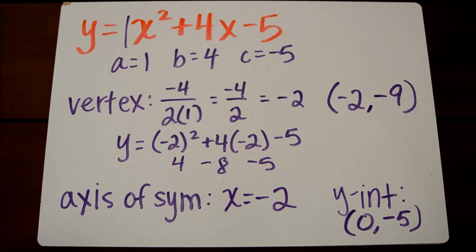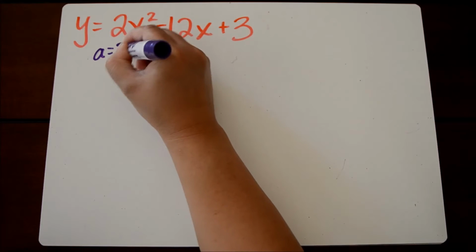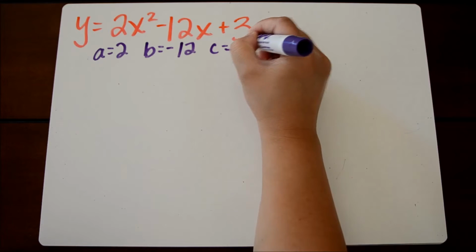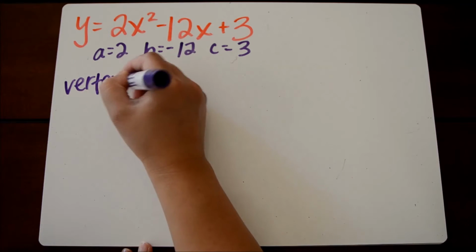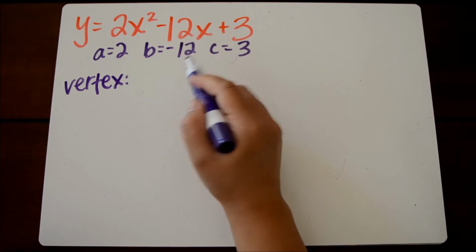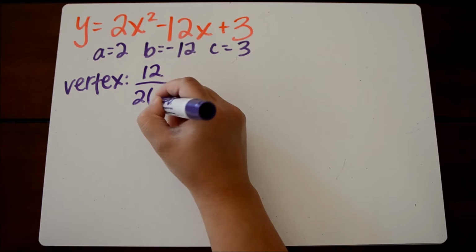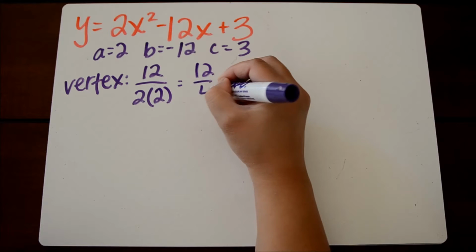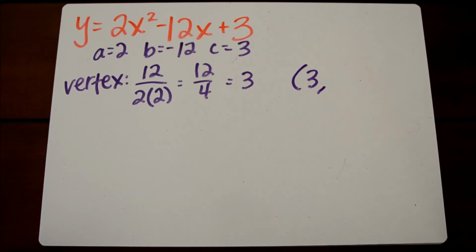Let's do one more example. So again, we'll list out our a, b, and c. Our a is 2, b is -12, and c is 3. So the first thing we're going to find is our vertex. And to do that, we're going to use the formula, the opposite of b over 2a. So that's going to be +12 over 2 times 2. That simplifies to 12 over 4, which simplifies to 3. So 3 is the x value of our vertex.